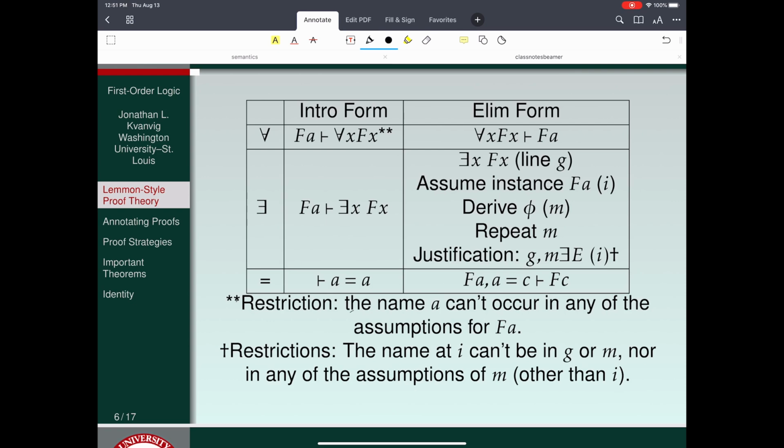Existential elimination is first a more complicated rule in our system. And second, it has a more complicated set of restrictions. So first, the complications of the rule. When we want to use existential elimination, we have, for example, there exists x, Fx. We have an existentially quantified formula, and we want to pull off the quantifier.